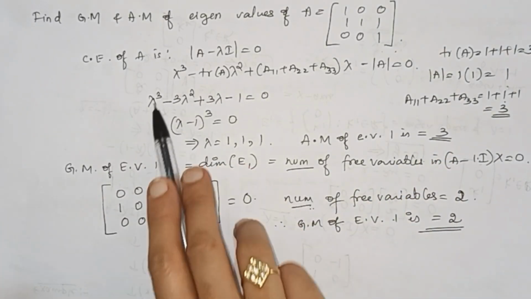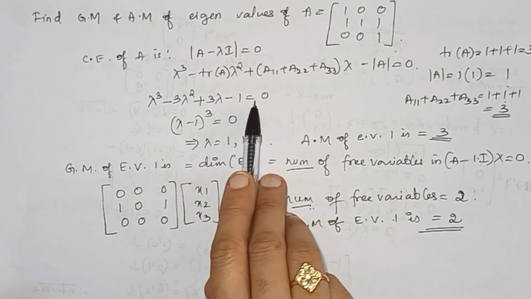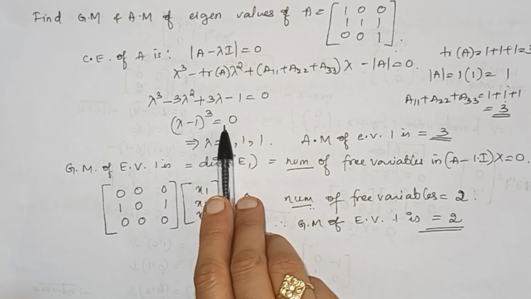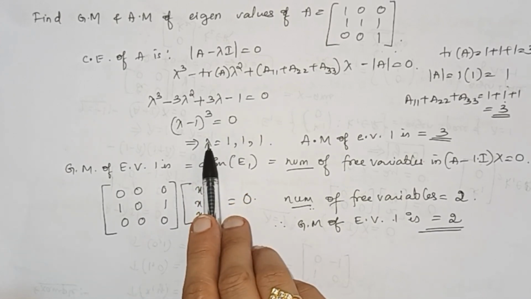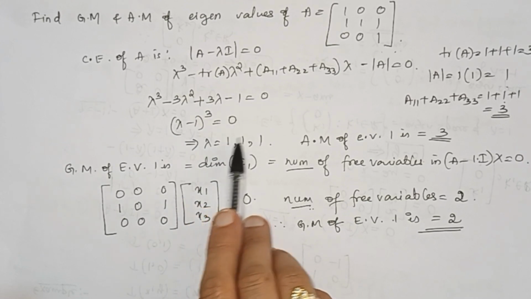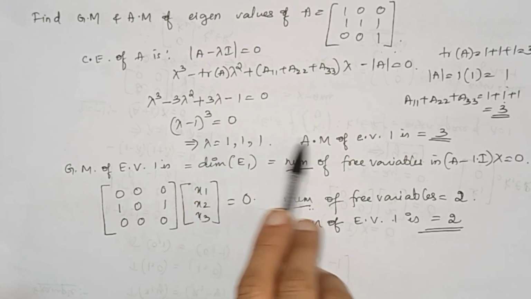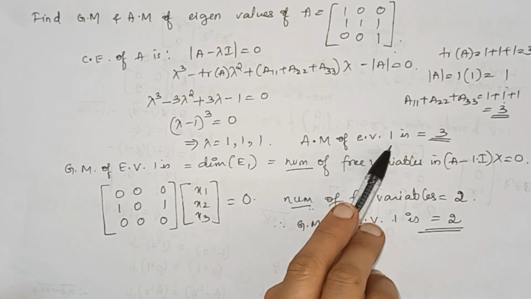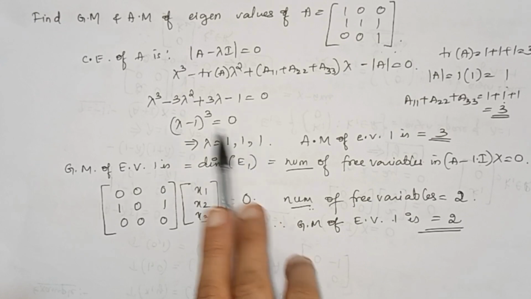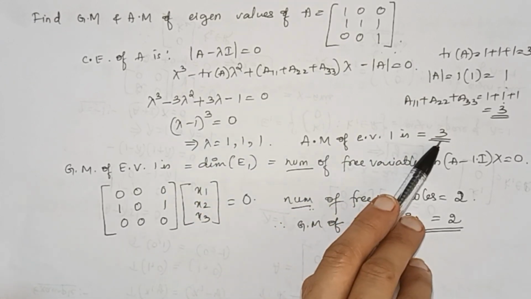So substitute here: lambda cubed minus 3 lambda squared plus 3 lambda minus 1 equal to 0, which is nothing but lambda minus 1 whole cubed equal to 0, which implies lambda equal to 1. The solution of this equation is 1, but repeated 3 times because it is a cubic equation. Hence, the algebraic multiplicity of eigenvalue 1 is 3, because that is the number of times it is repeated as a root in the characteristic equation.